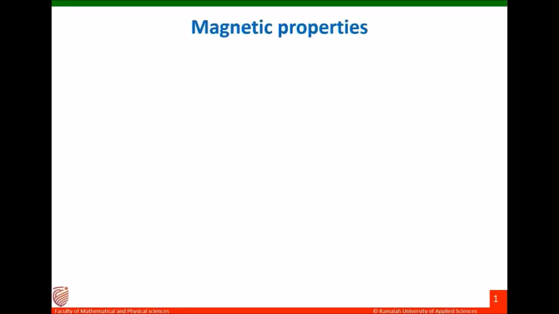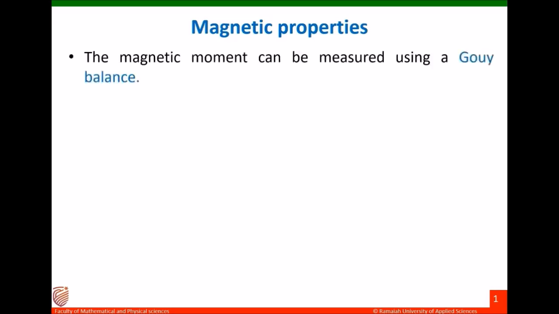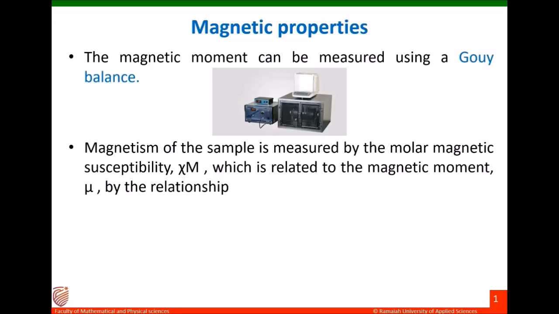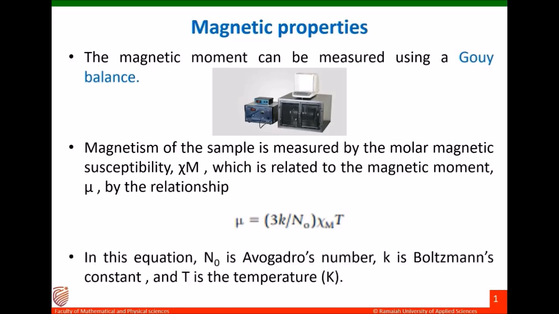So in this class, now we will study the magnetic properties of coordination compounds. Magnetic moment can be measured using a Gouy balance. You can see the photo of a Gouy balance. Magnetism of a sample is measured by the molar magnetic susceptibility Chi-m, which is related to the magnetic moment mu by the relationship mu equals root of 3k by N0 into Chi-m into T. Means mu depends on the Boltzmann constant k, N0 Avogadro number, Chi-m molar magnetic susceptibility, and T temperature in Kelvin.